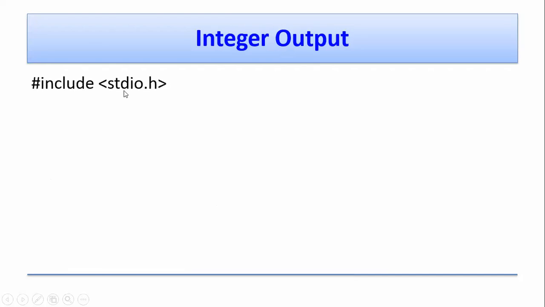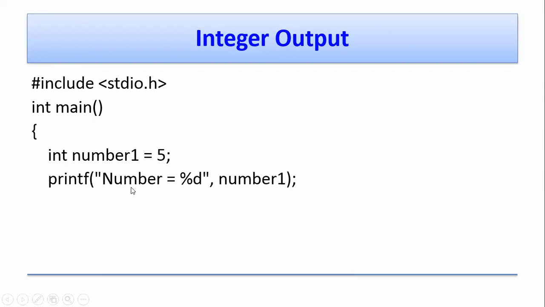So this is the include header file. This is the main function, opening block. And then here I declare a variable, int number1. Then I assign the value 5 to number1. And then here I print number1.